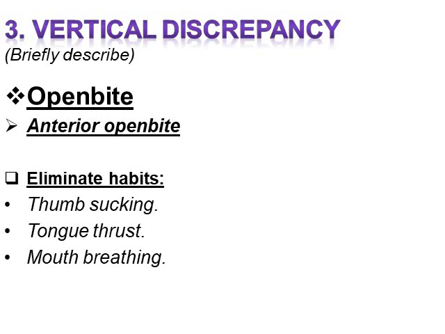Okay, so open bite, anterior open bite: eliminate habits first of all, for example thumb sucking, tongue thrust, mouth breathing. So for anterior open bite, we can treat in this case by eliminating habits like thumb sucking, tongue thrust or mouth breathing. This is anterior open bite.